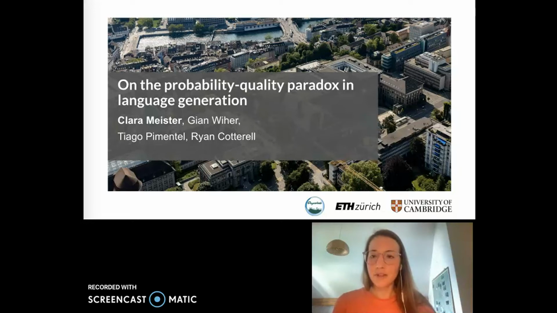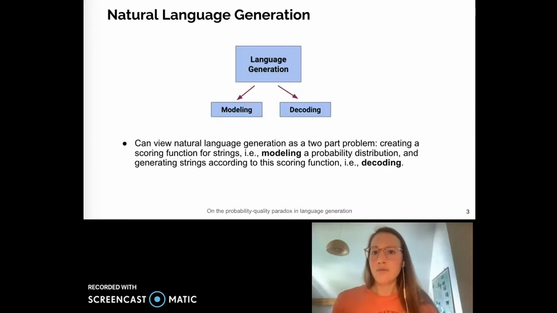I'm a PhD student at ETH-Zurich, and today I'll be presenting our work titled On the Probability Quality Paradox in Language Generation. So let's jump right in. We can coarsely break down the task of language generation into two parts: modeling, or creating a scoring function for strings, and decoding, the process of generating strings according to this scoring function.